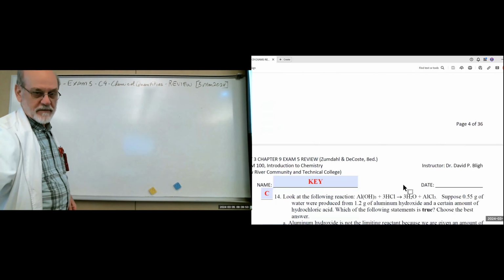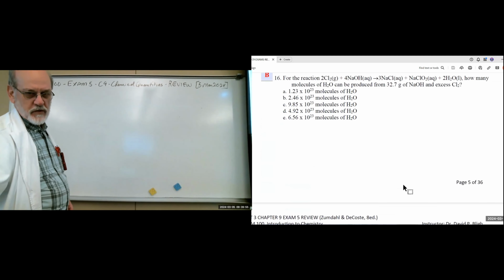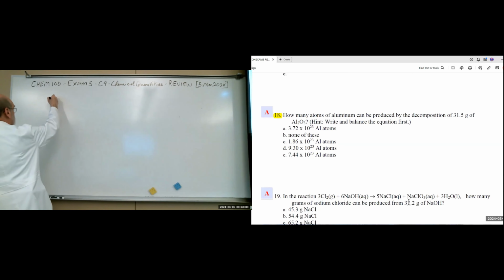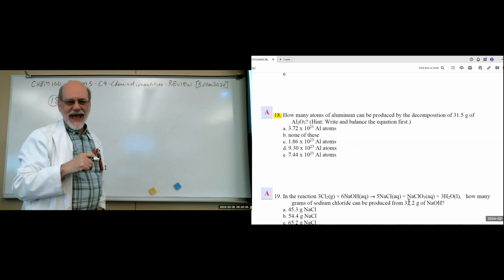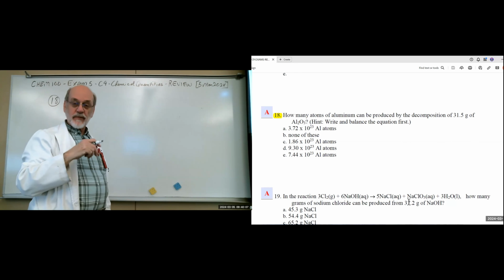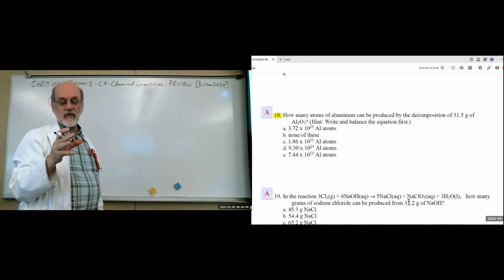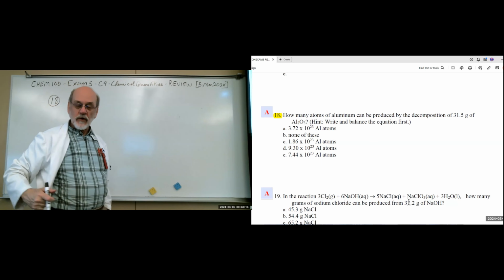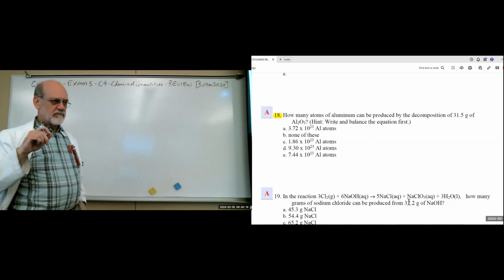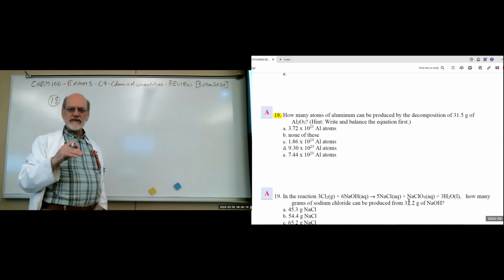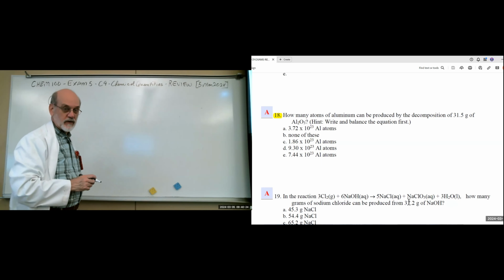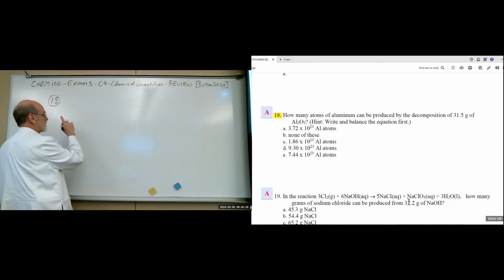Who's next? Skip a few redundant ones. Go down to 18. How many atoms of aluminum can be produced by the decomposition of 31.5 grams of aluminum oxide? So if we're going to decompose, remember, most often decomposition is taking a compound to its elements. So that's where we're going to go with this one. Aluminum oxide.